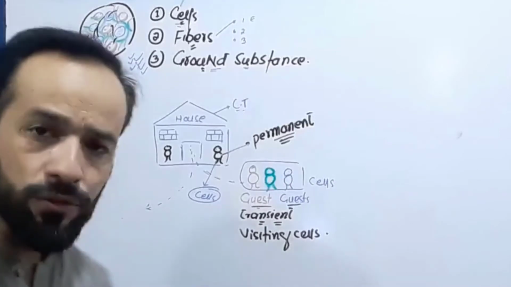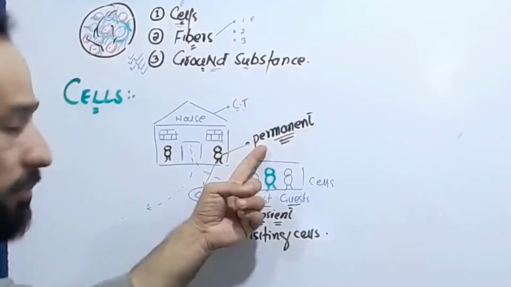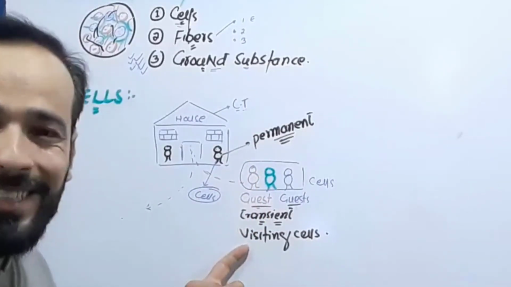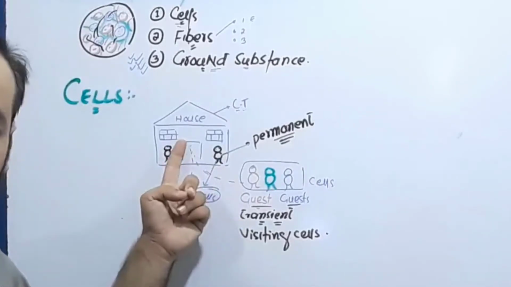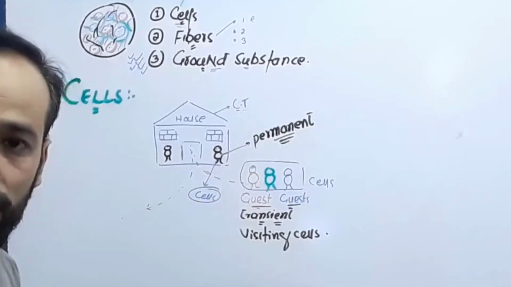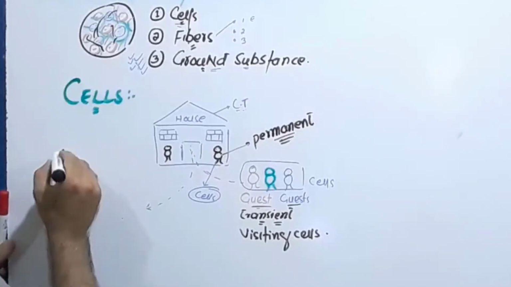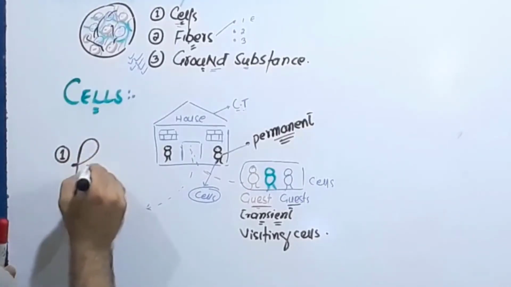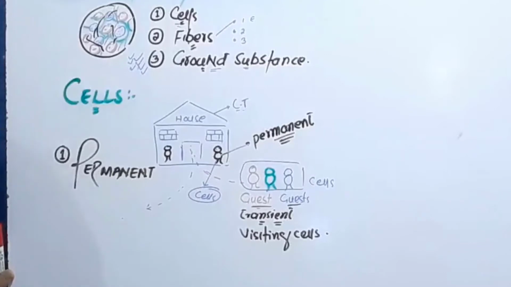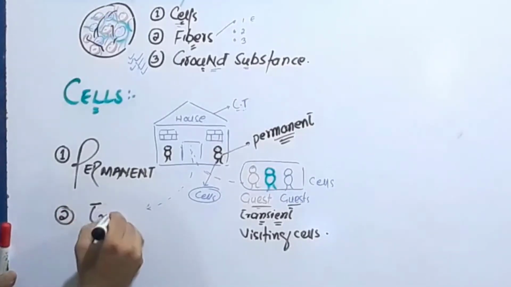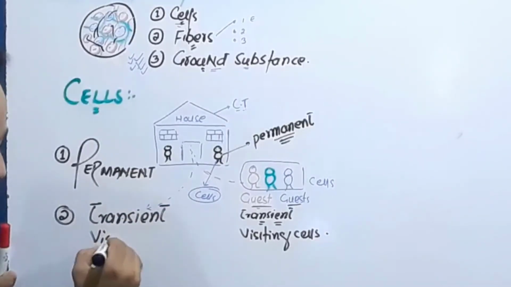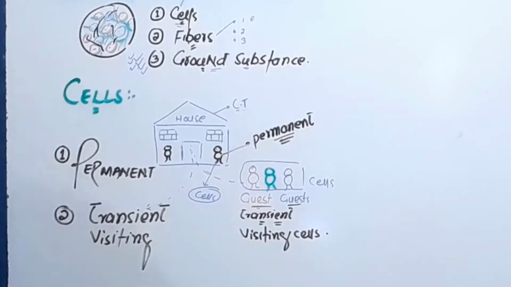Right, friends? So a connective tissue is composed of two types of cells. The first one are the permanent residents of the tissue. The second one are the guest cells, or the transient cells, or the visiting cells. These are the cells which come to connective tissue, perform some action, and then go out. So they are the guests. Okay. So a connective tissue is composed of how many types of cells? Two types. The first one are the permanent cells, and I will discuss these permanent cells in detail right now. And the second one are the transient cells, or we call them visiting cells.